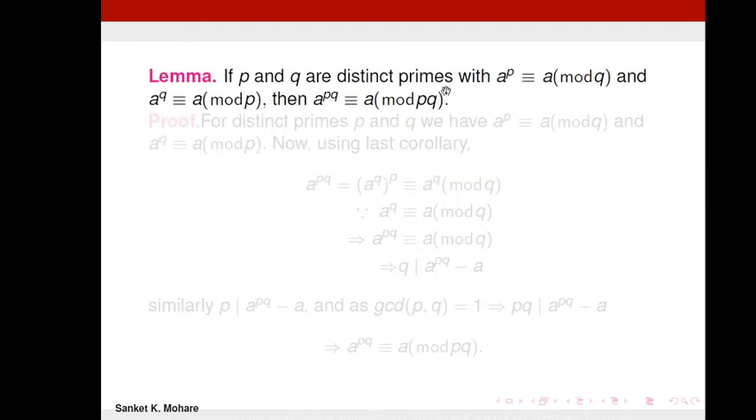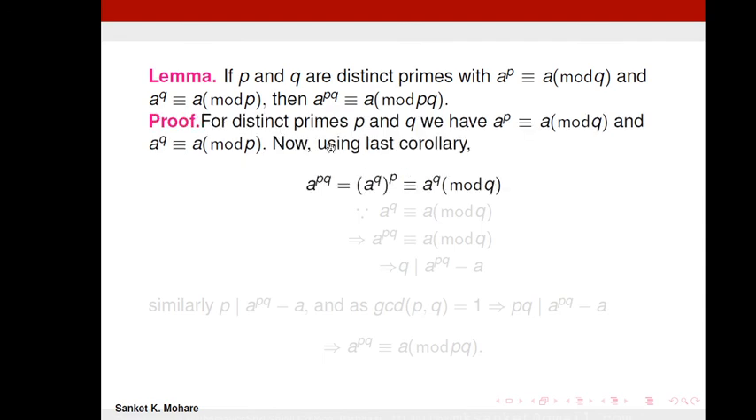So if p and q are distinct primes with a to the power p congruent to a modulo q and a to the power q congruent to a modulo p, then a to the power pq is congruent to a modulo pq. So let's have the proof. For distinct primes p and q, we have a to the power p is congruent to a modulo q, and a to the power q is congruent to a modulo p.